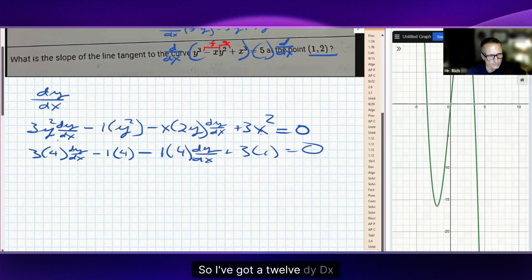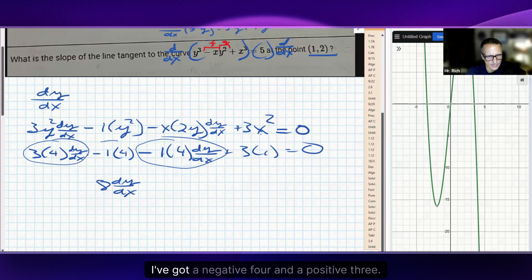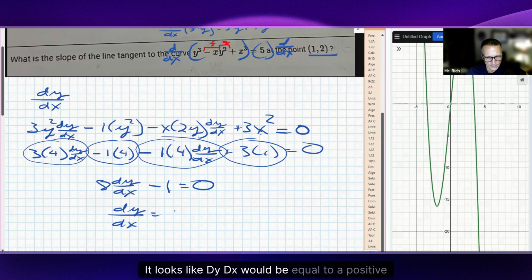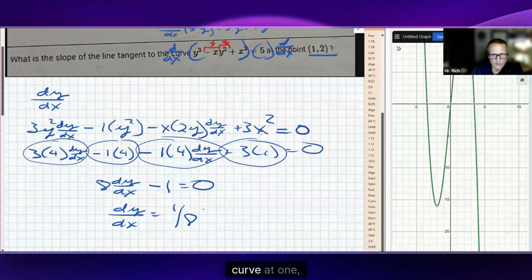So I've got a 12 dy/dx, and I have a negative 4 dy/dx. That's going to be 8 dy/dx. Here I've got a negative 4 and a positive 3. I believe that would be a negative 1. It looks like dy/dx would be equal to a positive 1/8. That would be the slope of the line tangent to the curve at (1, 2).